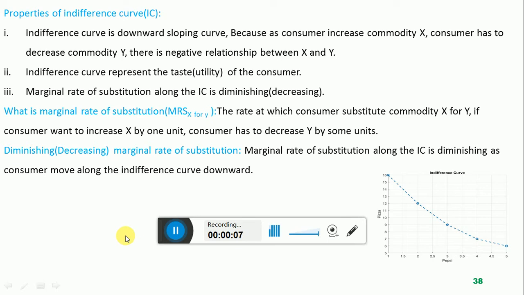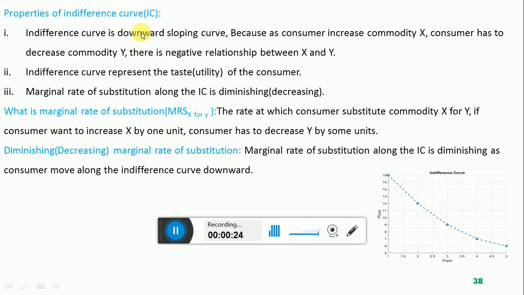In the previous lecture we discussed the concept of indifference curve. We defined indifference curve, we developed the data table, and we graphed the indifference curve. Today we will discuss a few properties of the indifference curve.